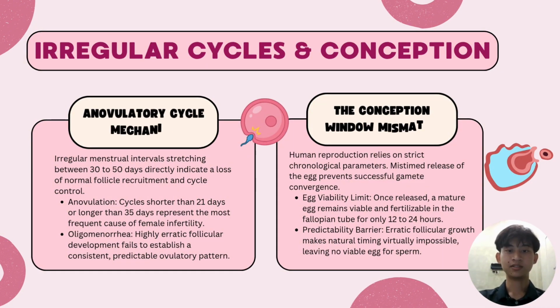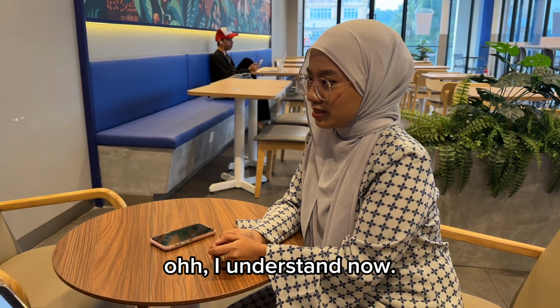Irregular menstrual cycles often indicate irregular ovulation, such as anovulation or oligomenorrhea, where cycles stretch between 30 to 50 days. If ovulation does not occur regularly, it becomes clinically difficult to predict when an egg is available. Since the released egg is only viable for 24 hours, unpredictable timing makes fertilization highly unlikely. In some cycles, ovulation may not occur at all, and without an egg, fertilization cannot take place even if healthy sperm are present. I understand now.